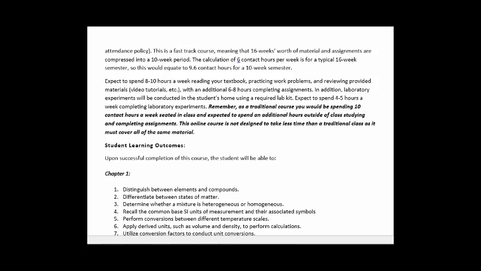So that's just upfront expectations of how much time you should expect to put into this class. Past experience has shown that students who do not put this much time into the class do not typically see success or see the grades that they expect.